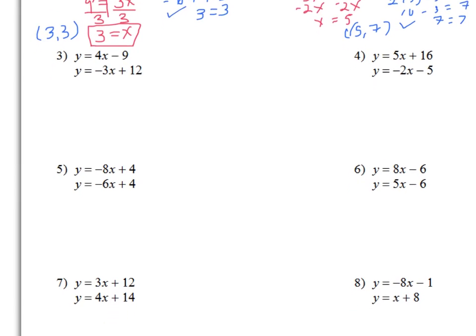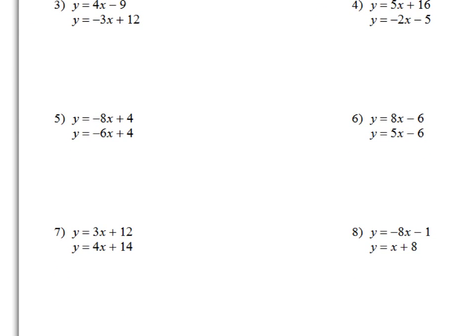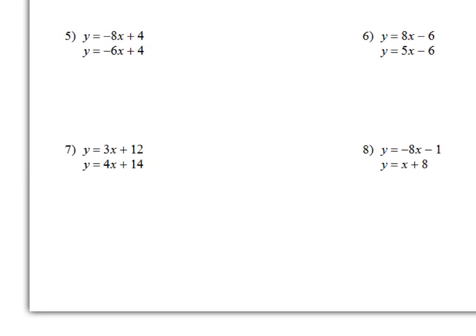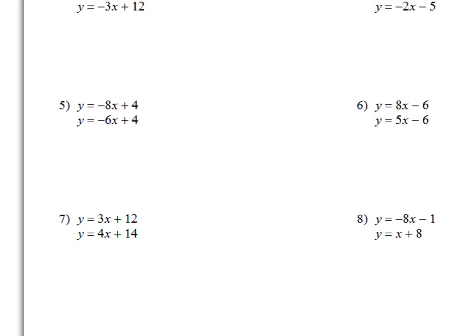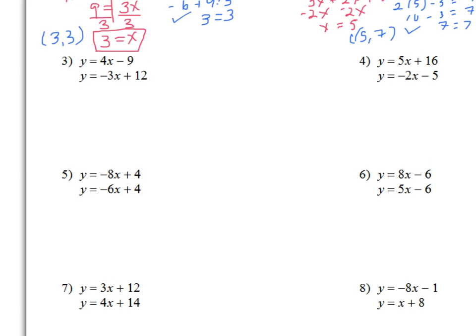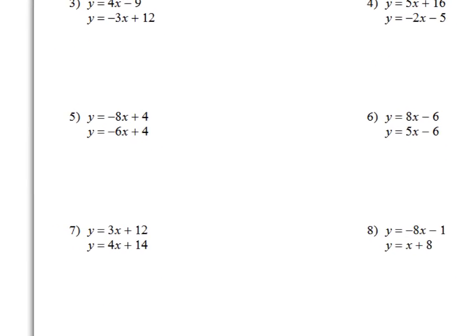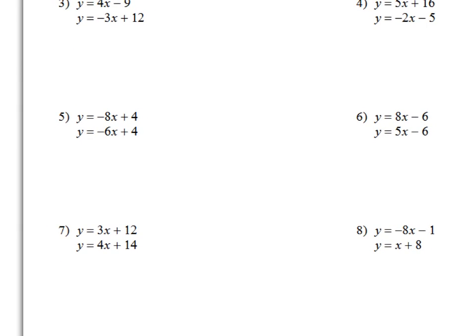I think it's pretty self-explanatory from there. I think we have some unusual ones in 5 and 6 as I recall. Let's go over one of them to figure out what it is.